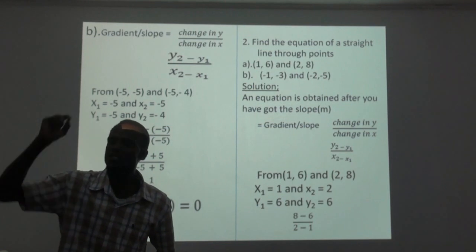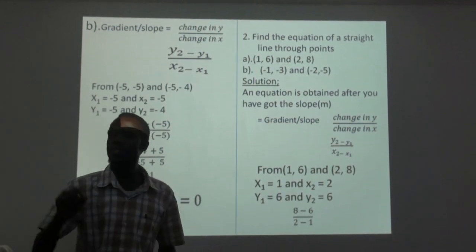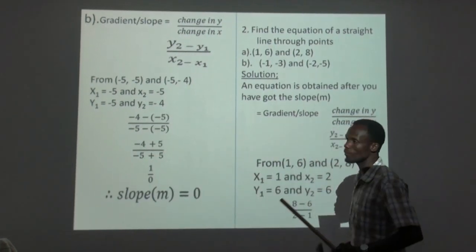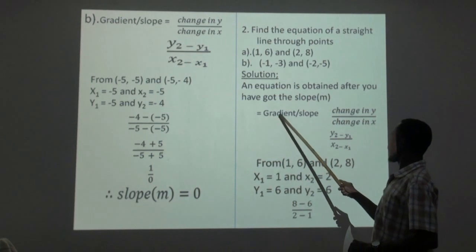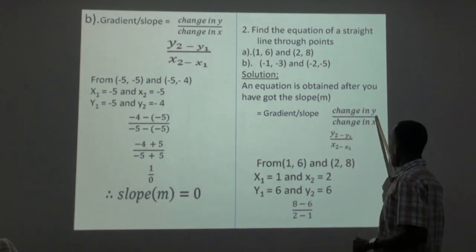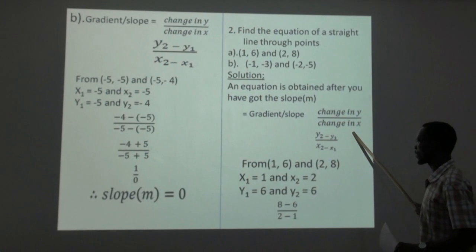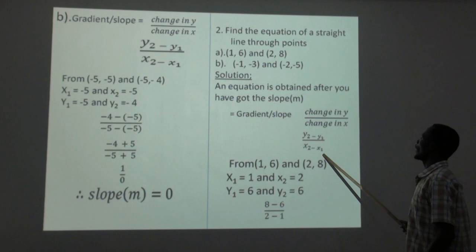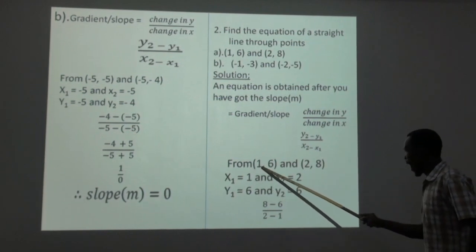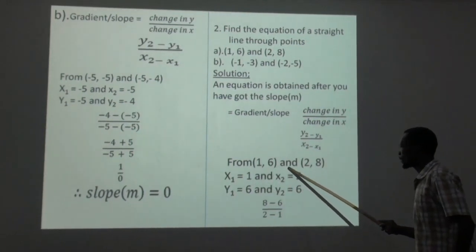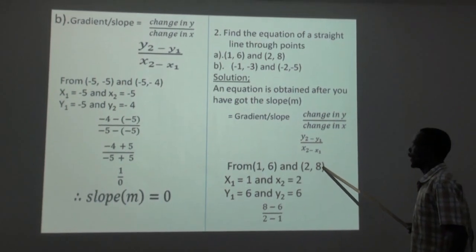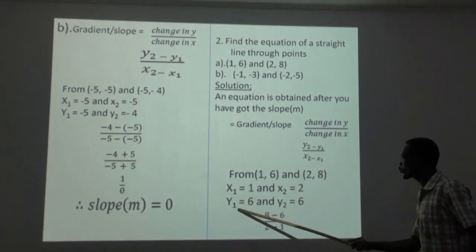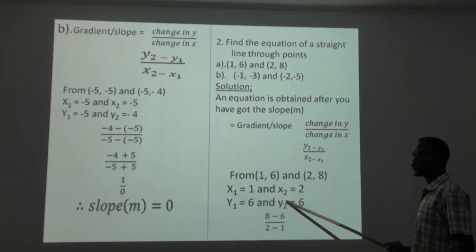Now, the gradient or slope must be there. And the principle we have learned from the first question on how to find the slope is that gradient is equal to change in y over change in x. Now we have y2 minus y1 over x2 minus x1. From the points (1,6) and (2,8), we have x1, x2, y1 and y2.